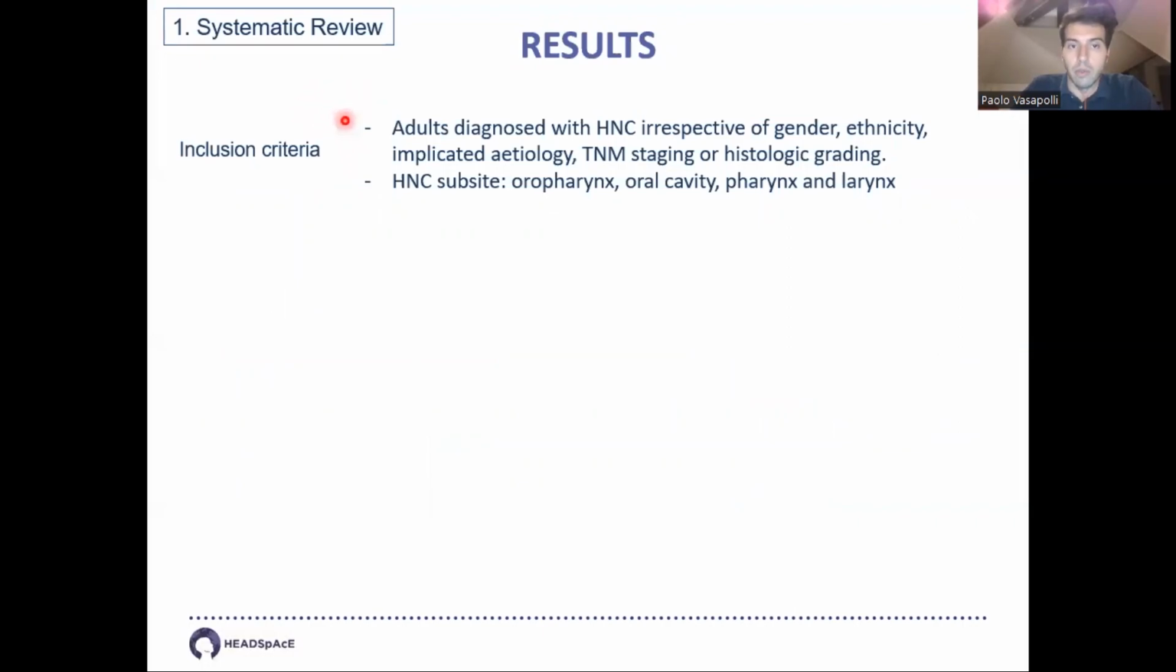For example, for the population, we only selected papers with all those diagnosed with head and neck cancer without discriminating gender, ethnicity, implicated etiology, TNM staging, or histologic grading. And also we were looking for some specific head and neck subsite studies, in particular the ones related to the oropharynx, oral cavity, pharynx, and larynx.